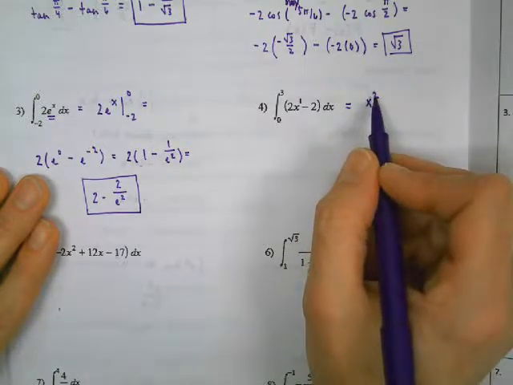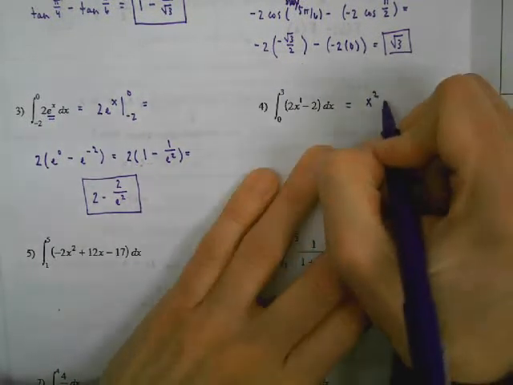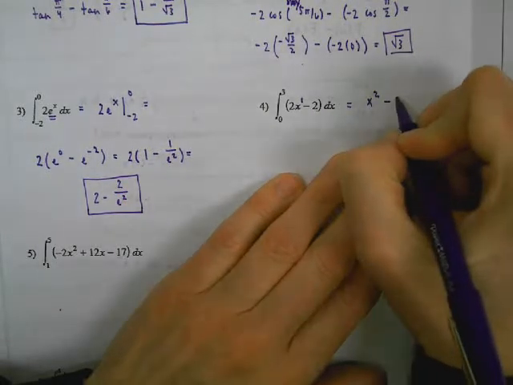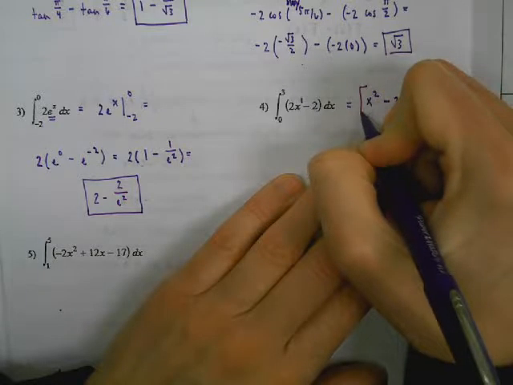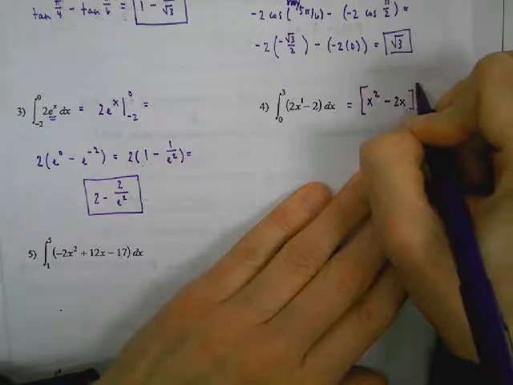Again, if you were to differentiate that, you would get 2x, which is what we're trying to get to. Now, my next term is just a constant, so all we need to do is add an x. So now we've got our antiderivative, x squared minus 2x. We're going to evaluate that from 0 to 3.